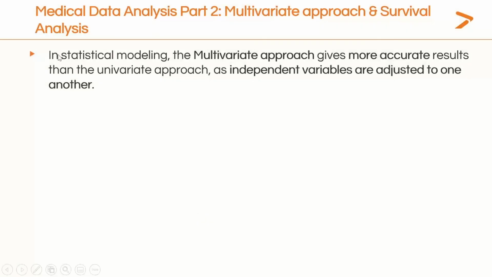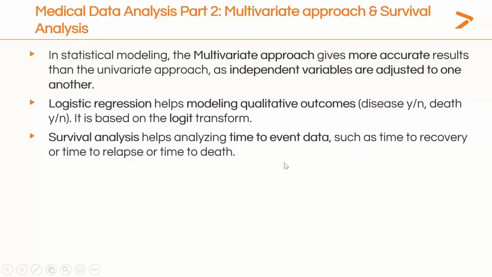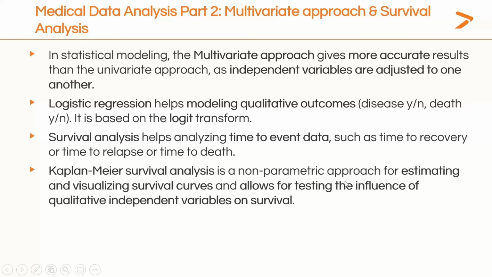So to sum up, in statistical modeling, the multivariate approach, as we saw, gives more accurate results than the univariate approach, as independent variables are adjusted to one another. Logistic regression helps modeling qualitative outcomes, and it's based on the logit transform. Survival analysis helps analyzing time to event data, such as time to recovery or time to relapse, time of death. We saw two survival analysis features, Kaplan-Meier, which is a non-parametric approach for estimating and visualizing survival curves and allowing to test the influence of qualitative independent variables on survival.